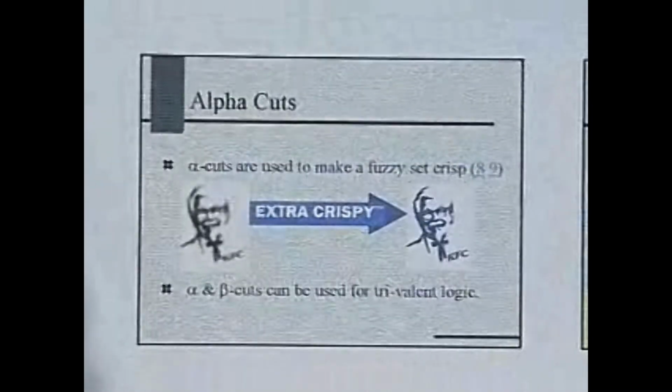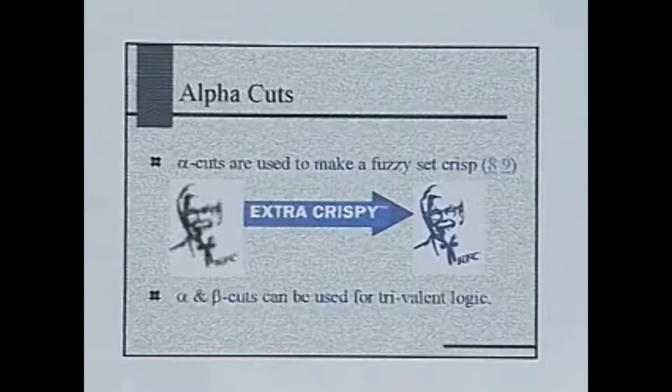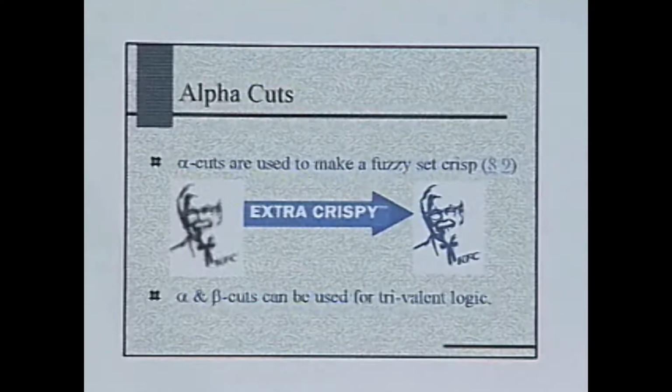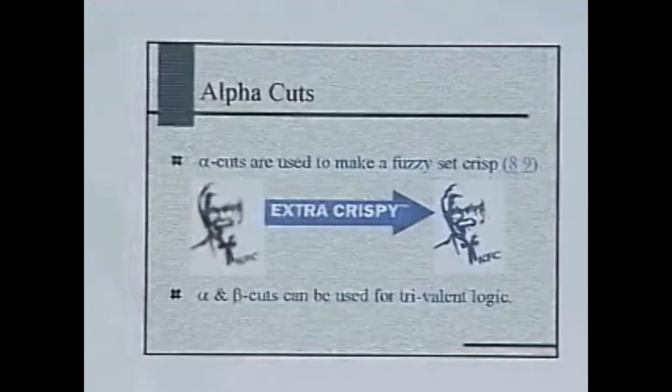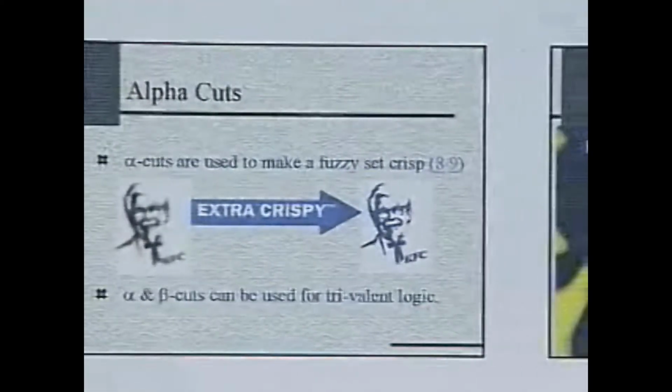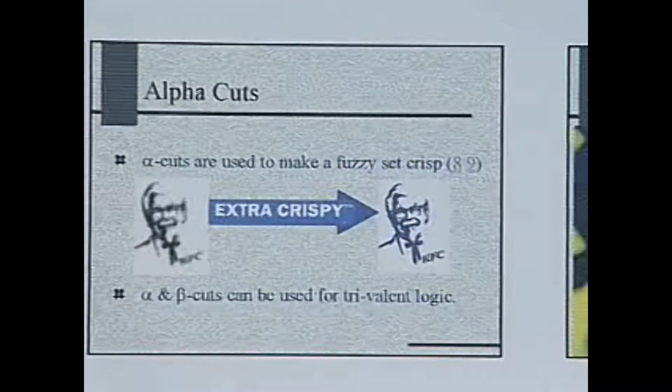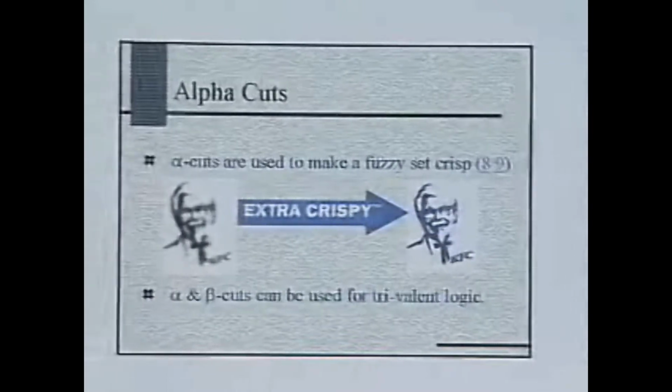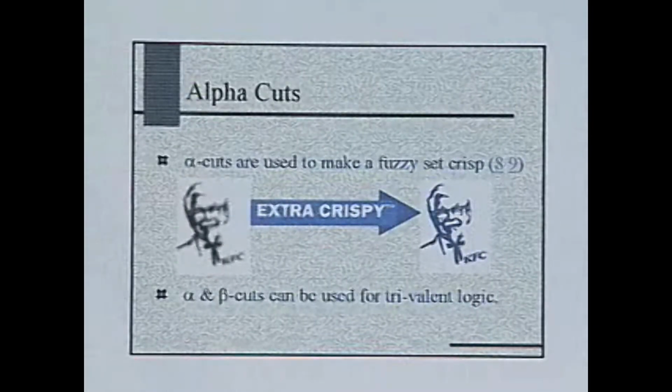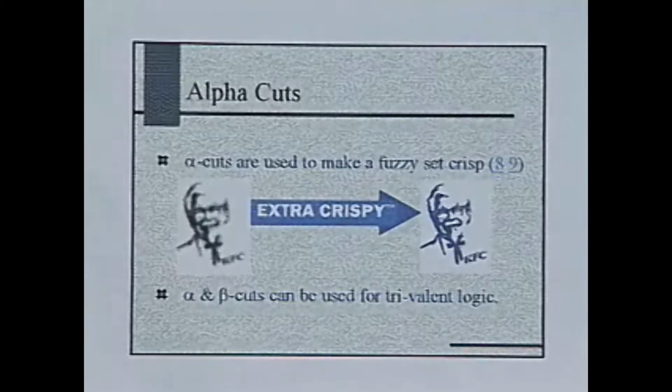Okay, good. We talked about alpha cuts and how we used alpha cuts to make fuzzy sets crisp, and how we could go from a regular fuzzy set to a crisp set by simply performing a threshold at a given value of alpha. We also talked about alpha and beta cuts, and how we can use them for trivalent logic. So that was a topic that we talked about last time.